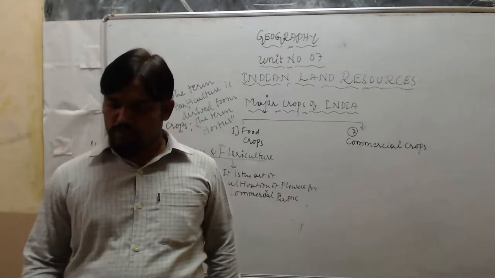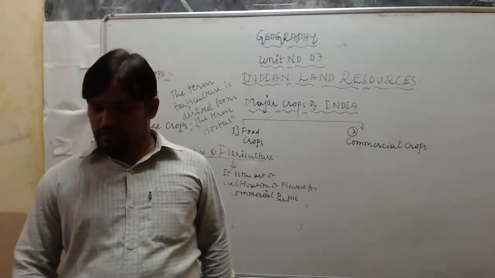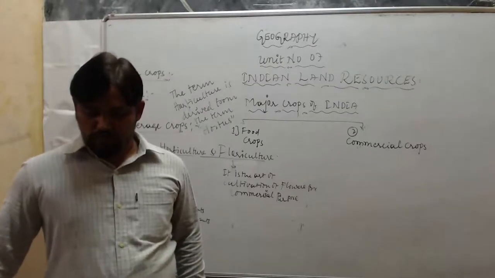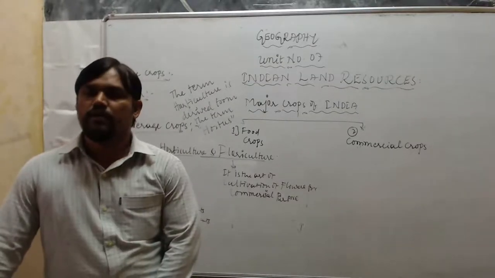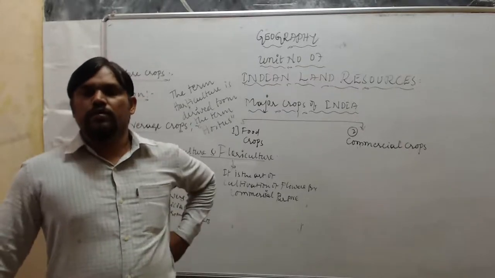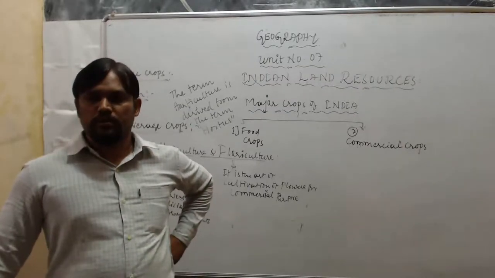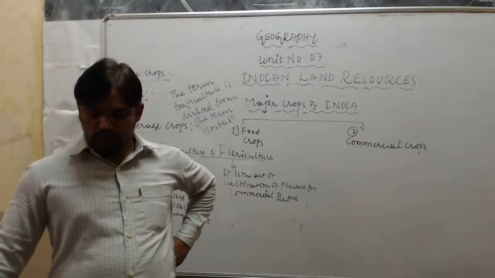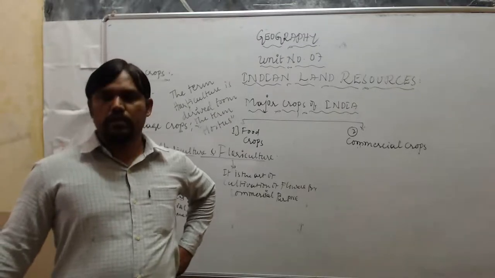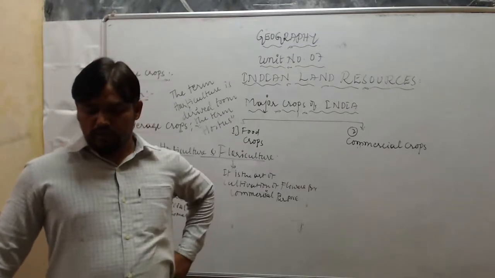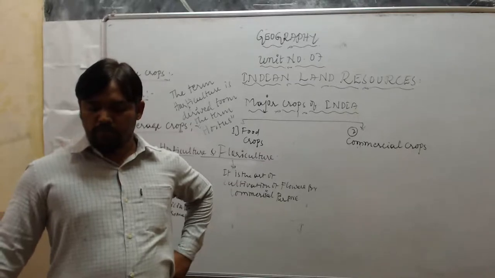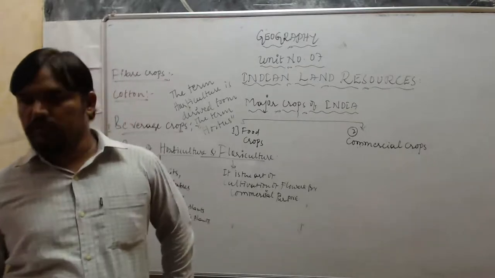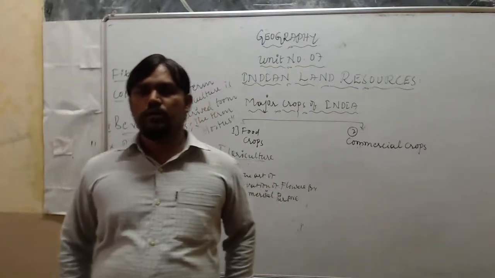With this, the chapter is also completed. Before concluding today's class, I would like to give some questions. So write down: what are the fiber crops? Give any two examples. Cotton and jute are the examples. Fiber crops means the crops which provide raw materials for the textile industry. Next, what are the beverage crops? Give me any two examples.